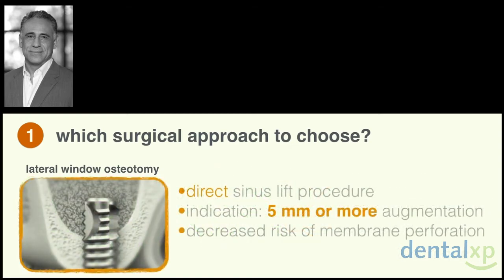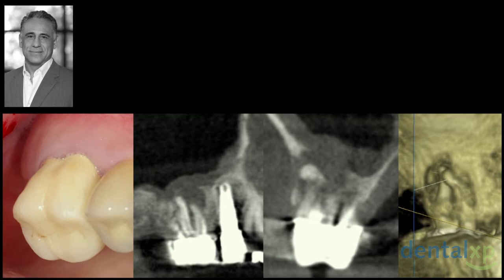So let's talk about the lateral window osteotomy, which is really known as a direct sinus lift procedure. And in my experience, it may be the procedure of choice if I'm desiring 5 millimeters or more of augmentation. Not that it cannot be done with osteodensification or other techniques, but maybe more predictably, I can use a lateral window. And there may be a decreased risk of membrane perforation because we have a direct vision, direct handling of the membrane. Let's go over this case.